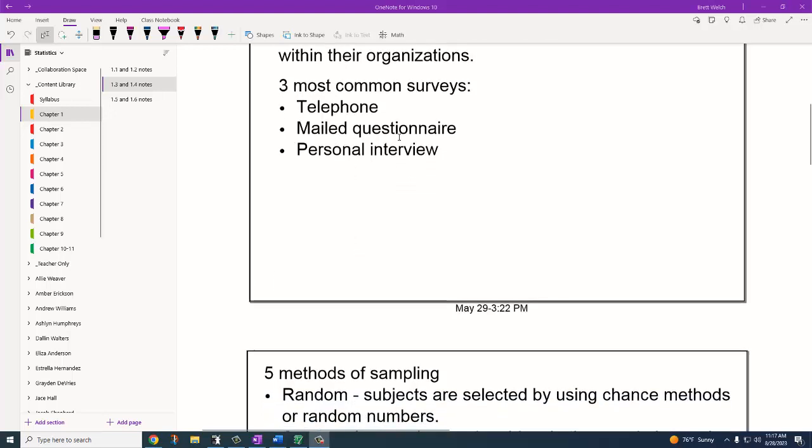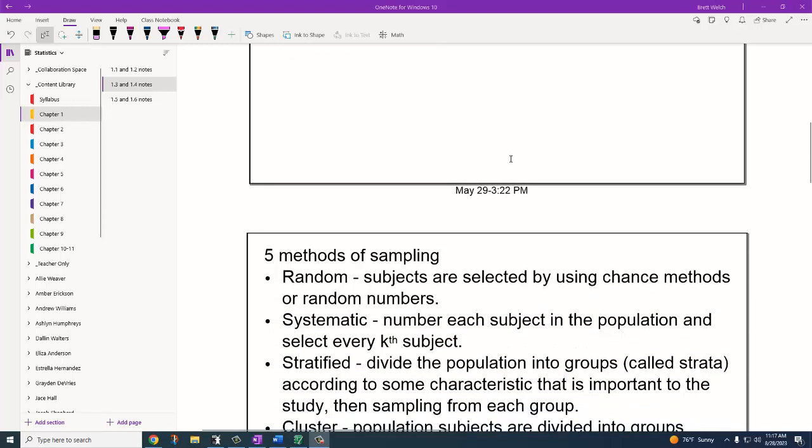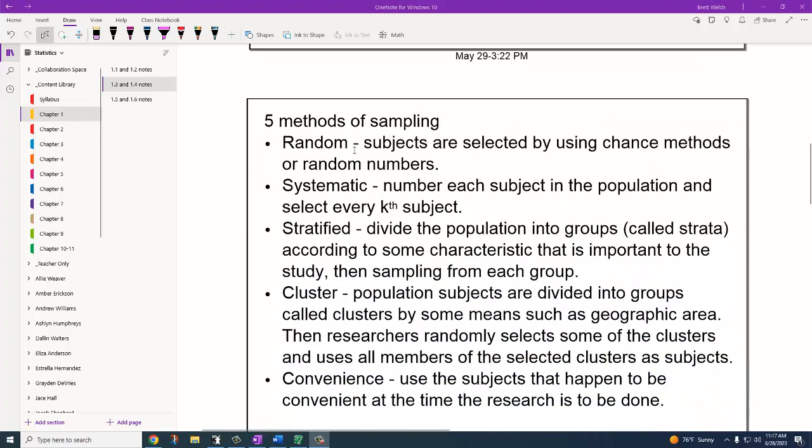Mailed questionnaires take a long time to get all the data back, and you spend a lot of money mailing stuff out that you might not ever get back. And telephone, you're making a lot of phone calls and may not get people to answer or be willing to do it. Once you are doing this sampling or this survey, the way we gather people, we can't do everyone in a population, so we're going to typically do a sampling.